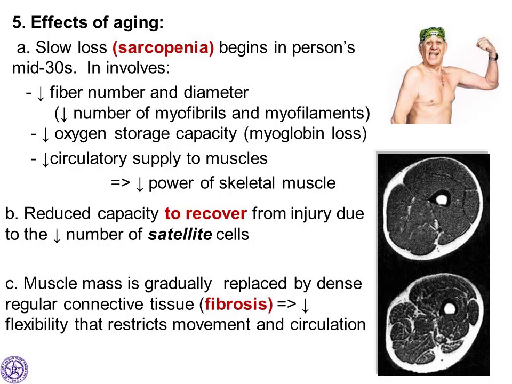They're getting smaller. You have a harder time adding the thin actin and the thick myosin. You lose myoglobin. You don't have as many capillaries going to the muscle. What does that all mean? You're a weak old person.